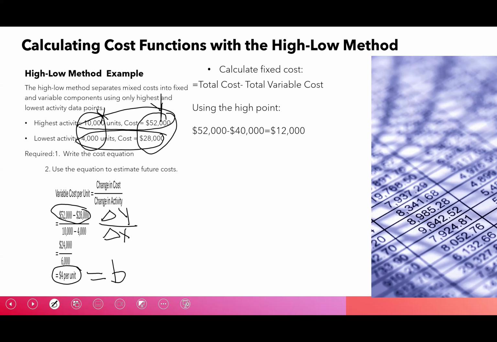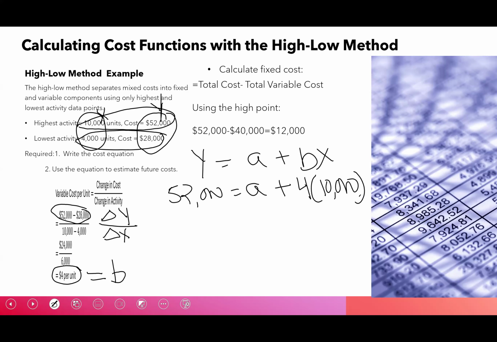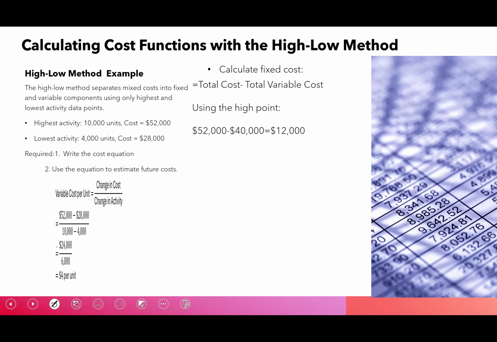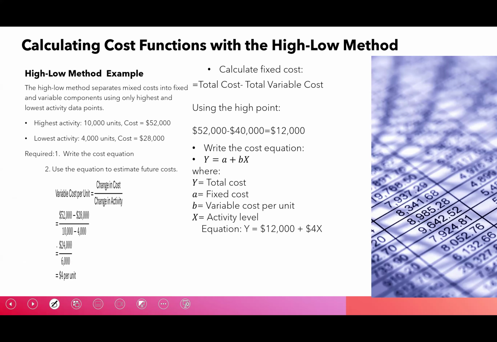I am going to take the higher point here, my 52,000. So remember, if my equation is y equal to a plus bx, for this point I'm saying when my cost is 52,000, I don't know what my a is, but my b is 4 and my x is 10,000. So clearly my a is 52,000 minus 40,000 of my bx component. That gives me $12,000 of fixed cost. Everybody with me? Now I'm ready to write the cost equation.